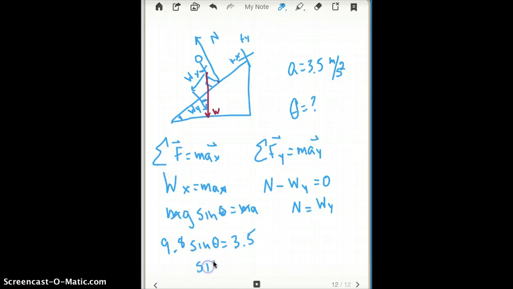So sine theta will equal 3.5 over 9.8. If you make sure your calculator's in degrees, you take theta equals the sine inverse of 3.5 over 9.8, and that should give you your answer.